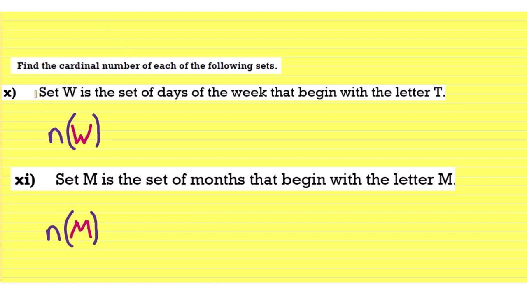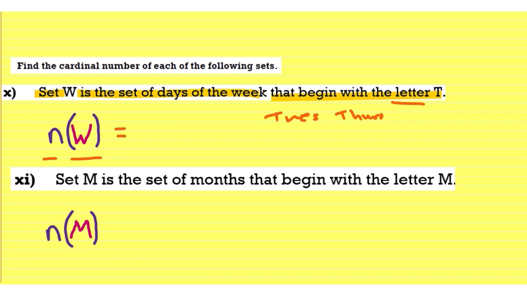Now we have set W is the set of days of the week that begin with the letter T. And of course, this set is just defined by words, by a sentence. So the set of days that begin with the letter T, let's see, that would be Tuesday and Thursday, right? I think that's the only days that begin with the T. So that means that the cardinality of set W is equal to 2.